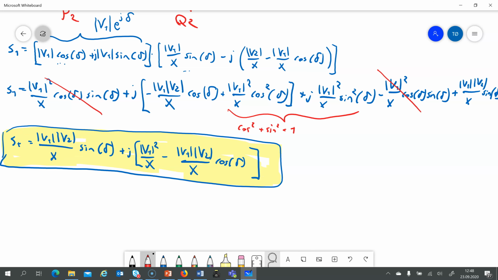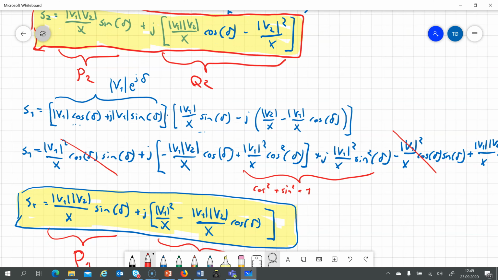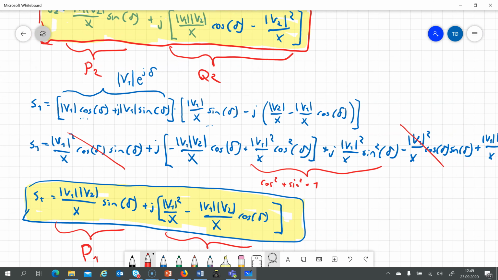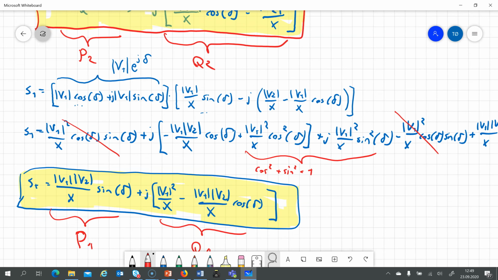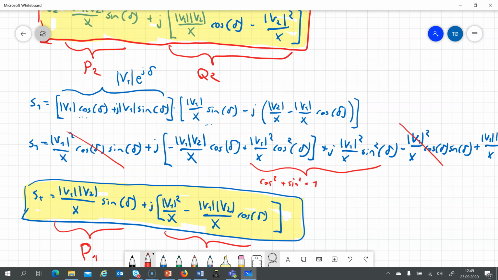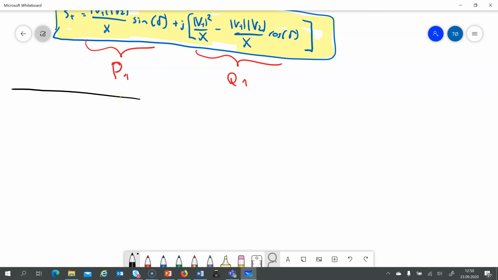And in the same manner we write this as the P1, and this as the Q1, like this. So this was for S1, and above it was for the S2. And you see that P1 and P2 become the same, but Q1 and Q2 are somewhat different. Let's have an example to look at this.